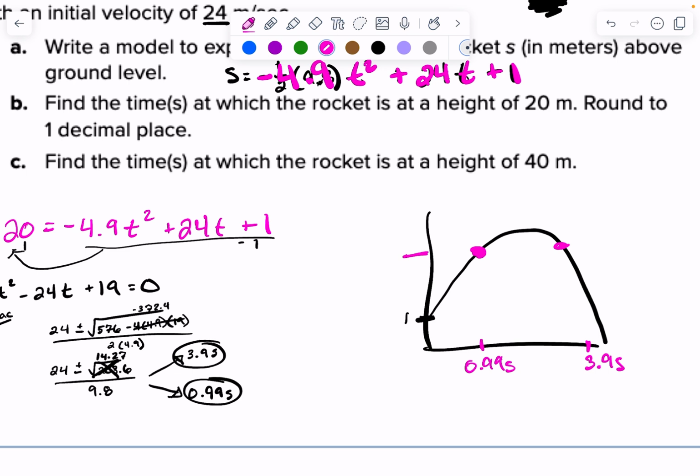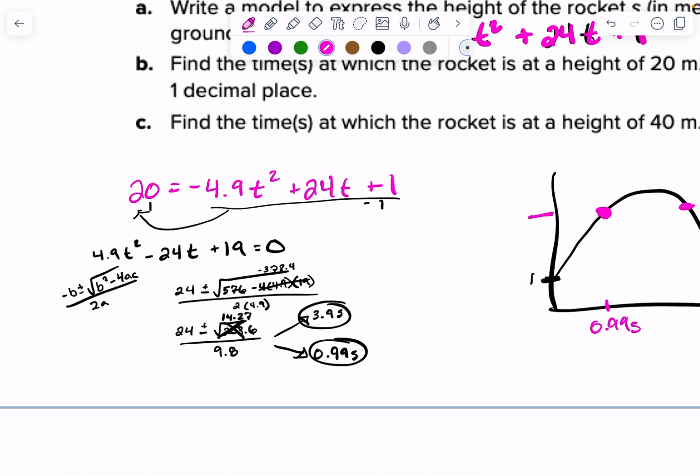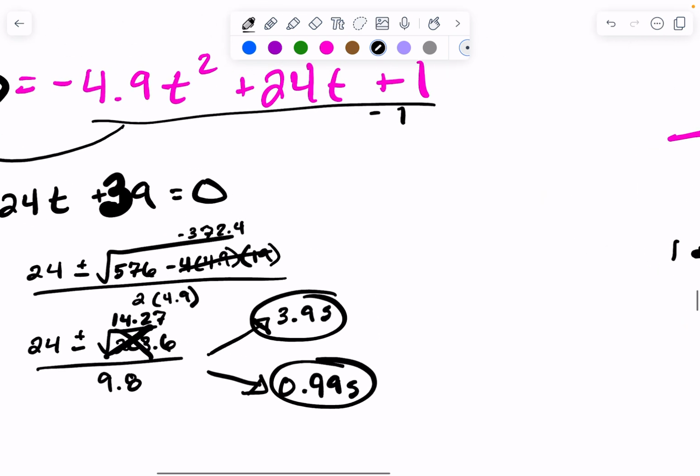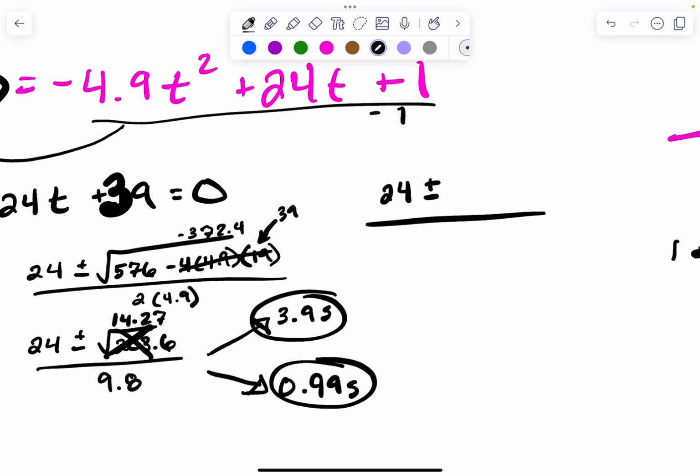Now find the times at which the rocket is at a height of 40 meters. If I plug in 40 and subtract 1, I would end up getting 39. I'm totally cheating on some of this. I'm just going to go back through my quadratic formula and put a 39 in this spot. So I'll end up with 24 plus or minus, with 9.8 staying on the bottom.